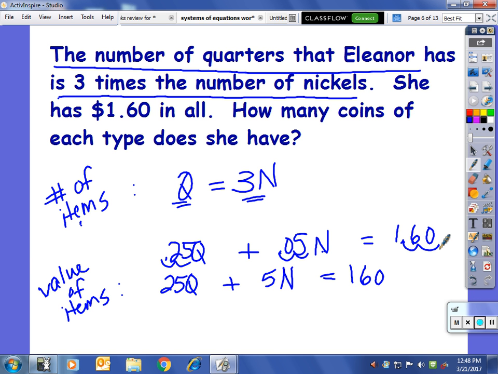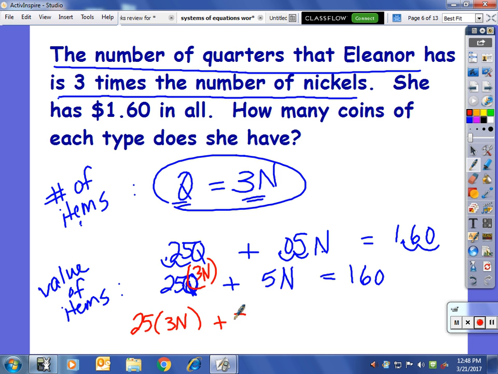Now I'm ready to solve. So I adjusted my coin equation, and I looked at the problem and asked myself, what's the easiest way? And I think substitution is going to be the easiest way. Since q and 3n are the same value, what can I put in place of this q right here? 3n. I'm going to put a 3n there in place of the q. So instead of 25 q's, I have 25 3n's plus 5n equals 160. See what I did there? Now I have only n's. You have to have an equation with just one letter.